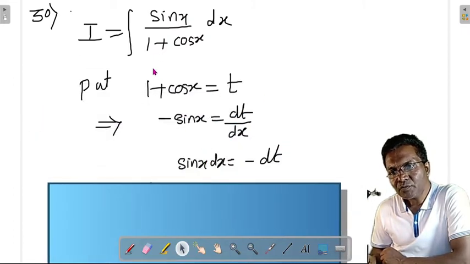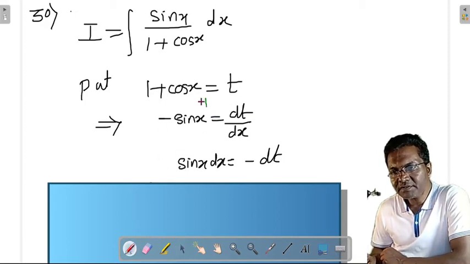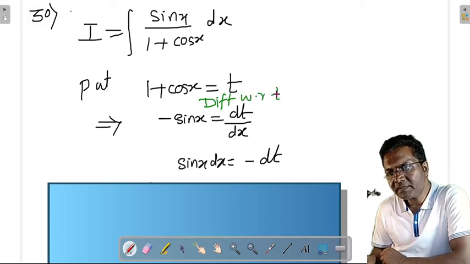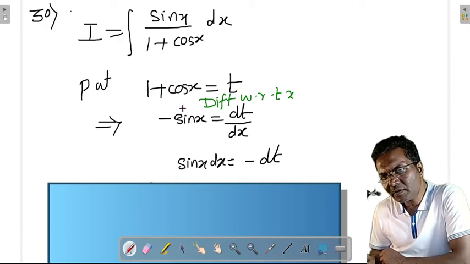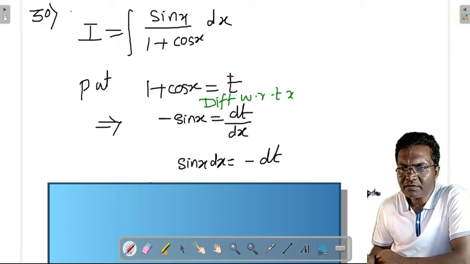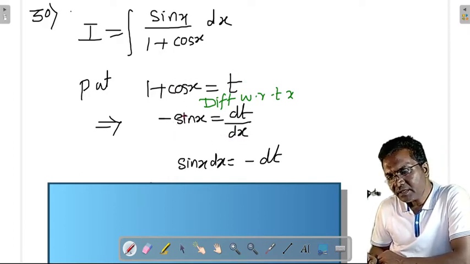Okay. So put 1 plus cos x equals t and differentiate this. If you differentiate with respect to x, the derivative of 1 is 0, and the derivative of cos x is minus sin x, equal to dt by dx. This is sin x dx equals minus dt.